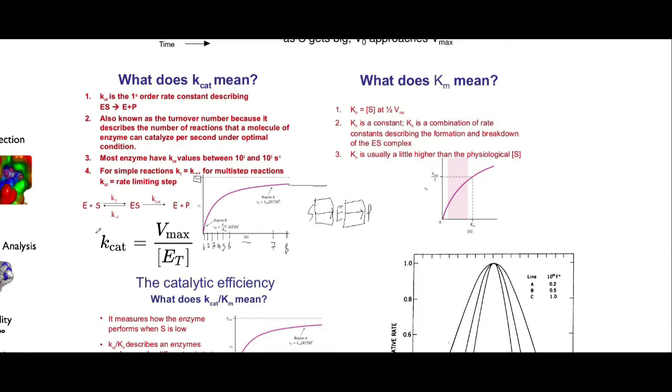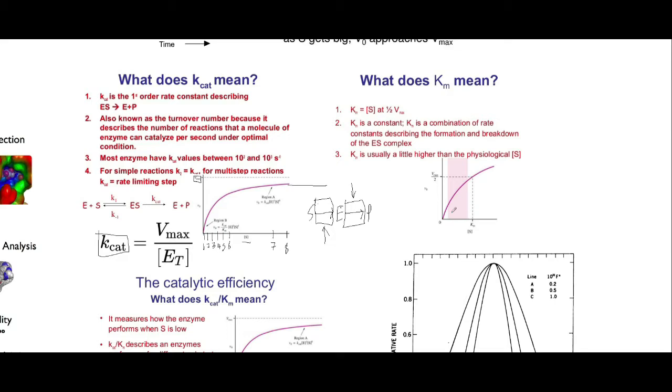That's what this kcat is. We take our V max and divide it by the total enzyme concentration, and that gives us this kcat, which is called the turnover rate. That's what this reaction is here. The Km is looking at this one. So Km is telling us how well the substrate actually binds to our enzyme.